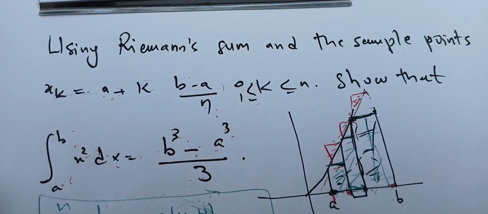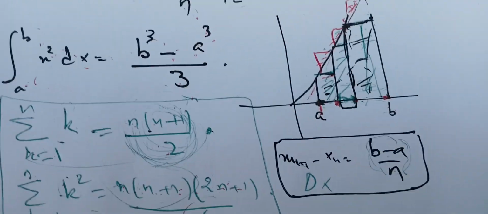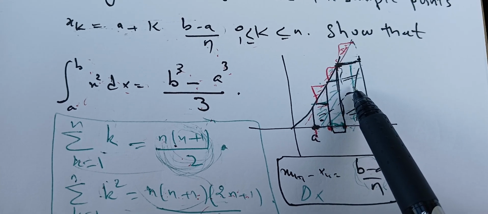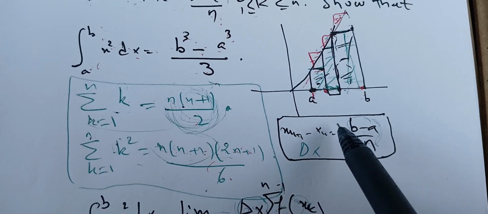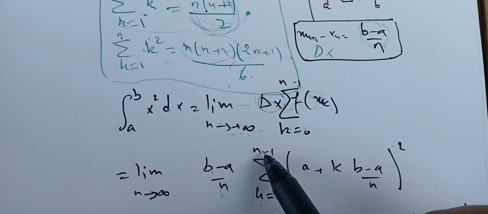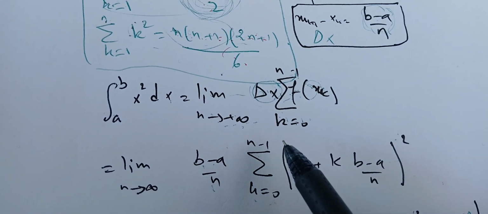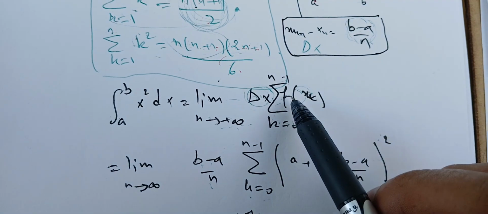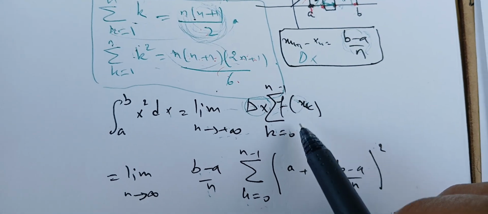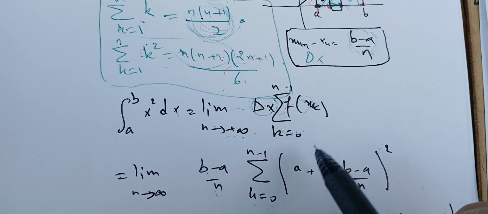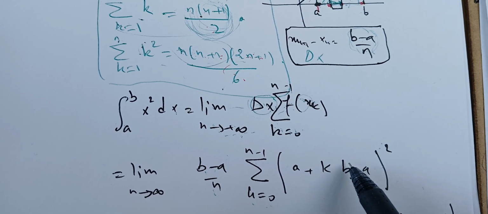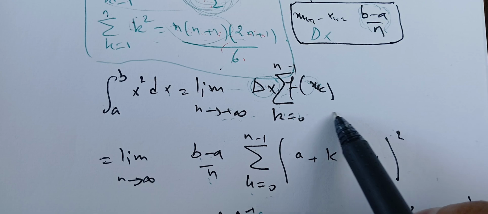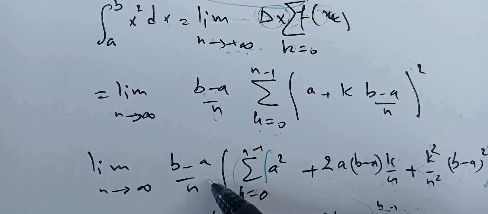So here, to compute only the left sums, we're going to start from k equals 0, that means from a, and we will end at n, which is b, but from the left. To do that, we will start from 0 and we'll stop at n minus 1. The delta x is (b minus a) over n, and f is going to be x squared. So when we do f of x sub k, it's going to give us (a plus k times (b minus a) over n) squared.